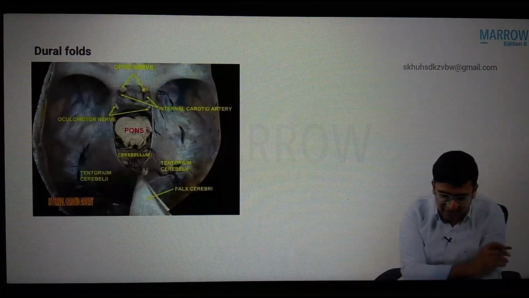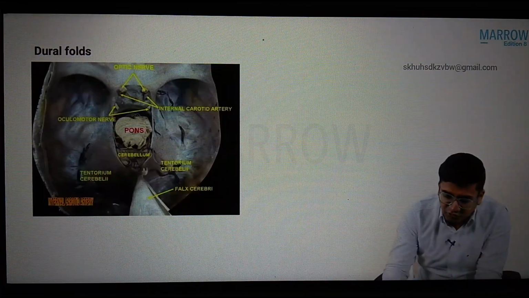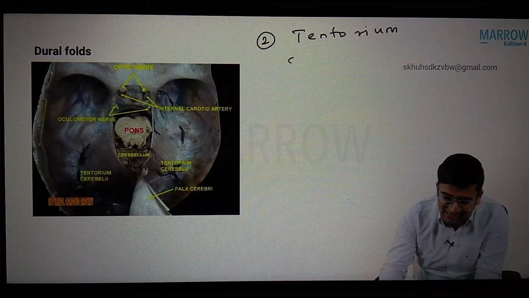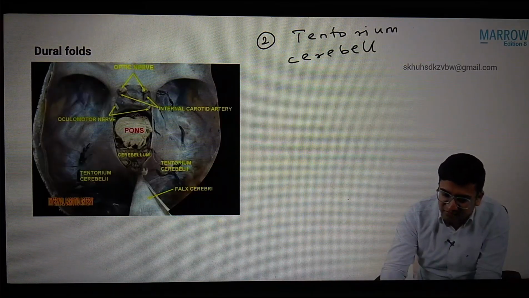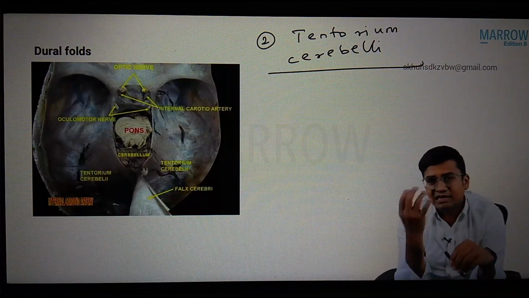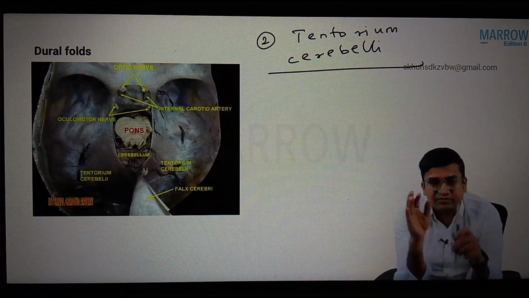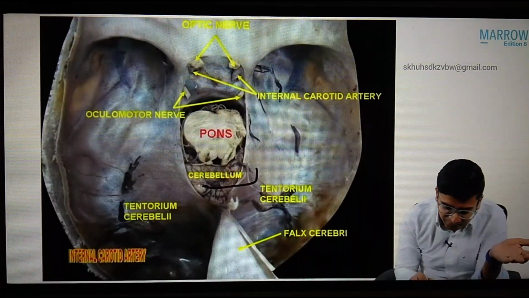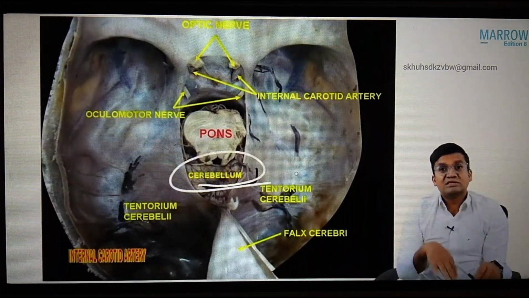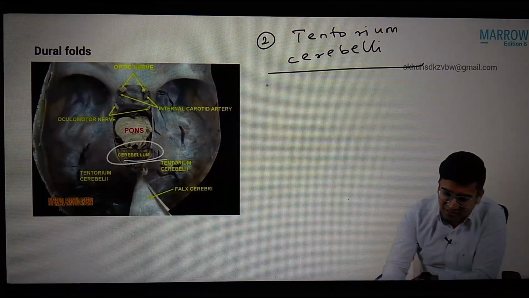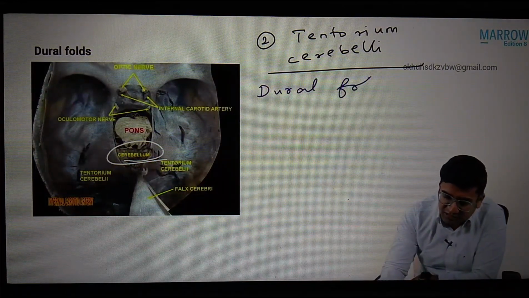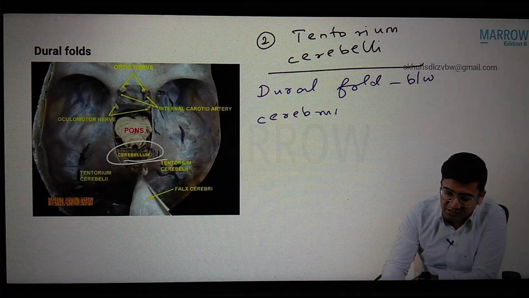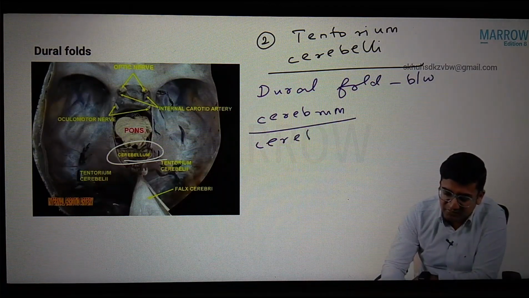Okay. Next dural fold, the second dural fold, is tentorium cerebelli. See, tentorium cerebelli, the name itself gives you a clue. It is like a tent. Below you are seeing cerebellum, and above you see cerebrum. So tentorium cerebelli is a dural fold which is present between cerebrum and cerebellum.